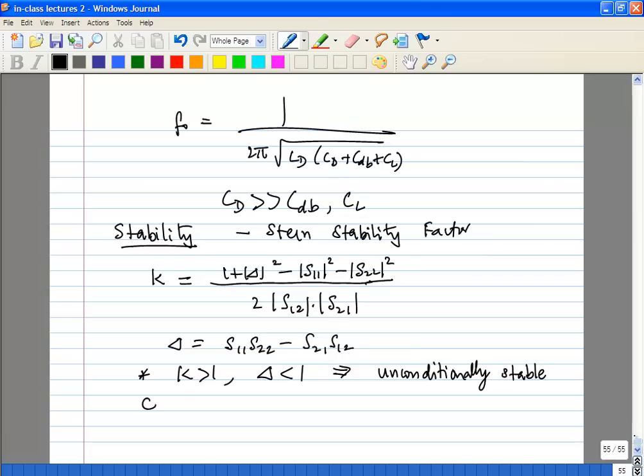Okay, and what else did we say? CGD is related to your S12. So what we'll do is we'll stop here. I have a little bit more, but I think you guys can take a look at it. It's just how the input impedance varies as a function of CGD. I'll post up the notes. You can take a look at it.